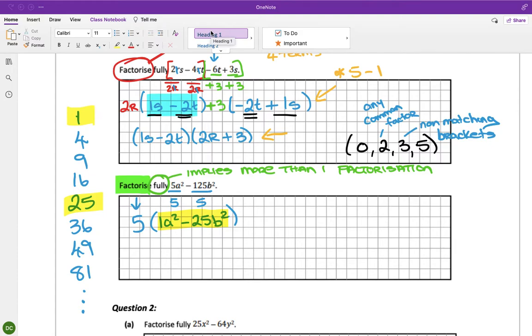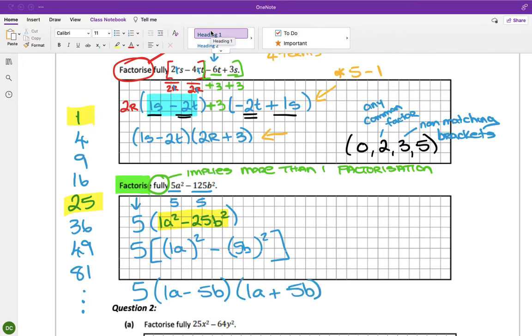So I'm going to keep my 5 and then I'm going to apply the difference of 2 squares rule to the rest of it. So you're asking yourself what's been squared there and what's been squared there. So in the first one, it's 1a, and in the second one, it's 5b. And then the way we do the difference of 2 squares is, so again, I'm going to leave the 5. And the way we do it is first minus second, and then first plus second.